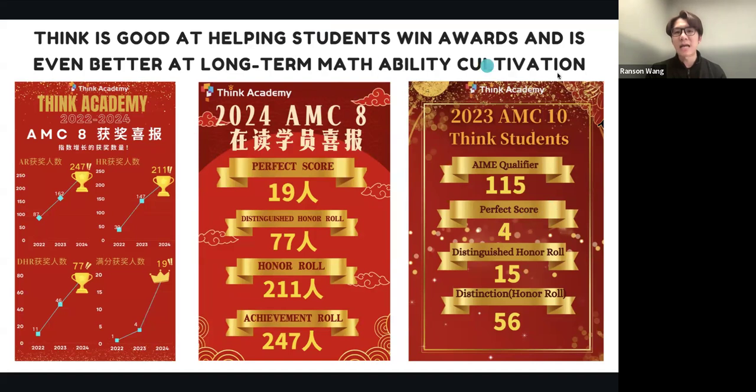So we are really good at helping our students win awards, but at the same time, we're even better at long-term math ability cultivation.